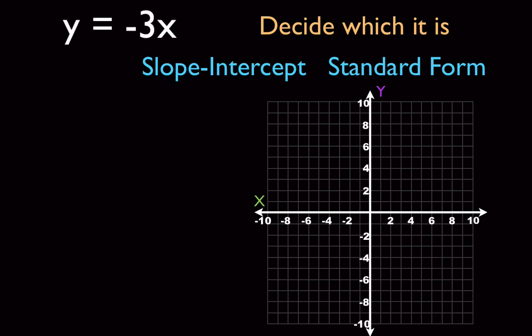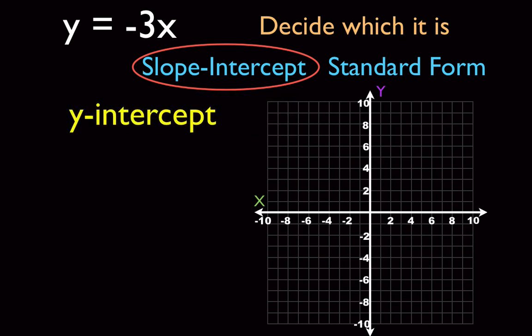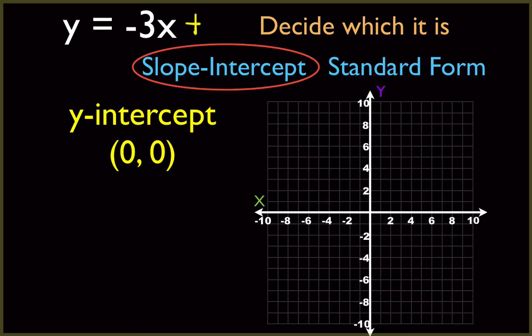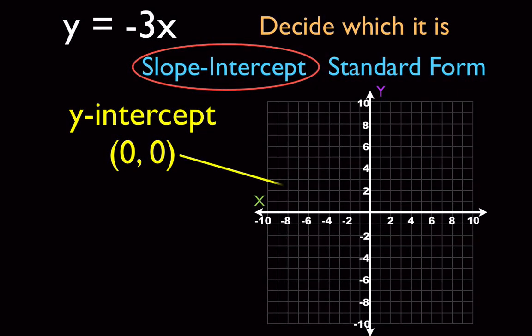Okay, I believe this is the last one. So go ahead and start off by determining if it's slope-intercept or standard. Okay, it is in fact slope-intercept. So our y-intercept might be a little tricky on this one. Be careful. Okay, it is in fact 0, 0. Because there is no number there, but remember that's the same as saying there's a plus 0 right there. So plotting that point, it ends up right at the origin.